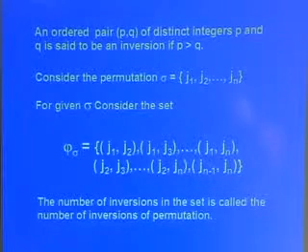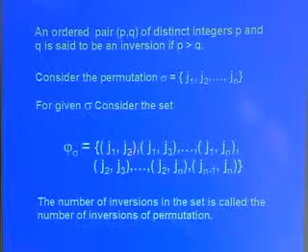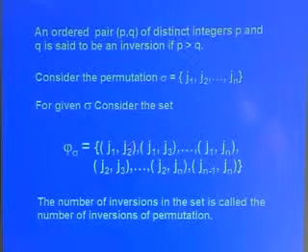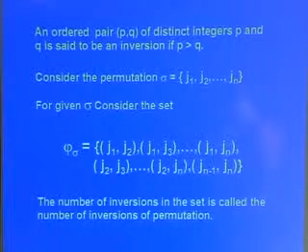Now in this set we consider how many inversions there are. Let us say we consider the ordered pair (1, 2): 1 greater than 2 is not true, so it is not an inversion. 1 greater than 3 is not an inversion. The number of inversions in the set is called the number of inversions of the permutation. I'll explain this with an example on the next slide.